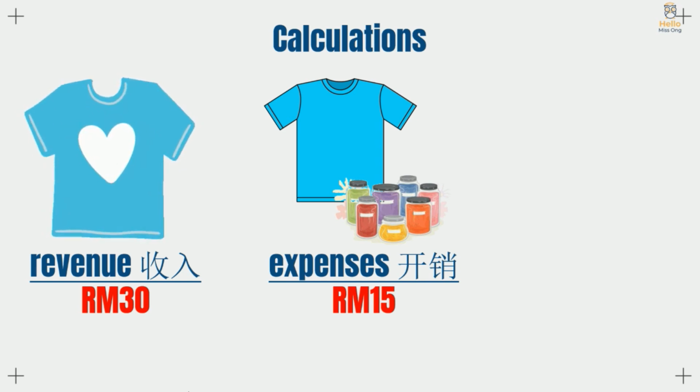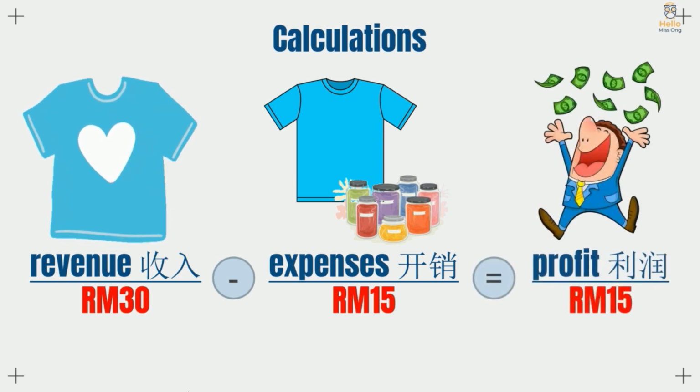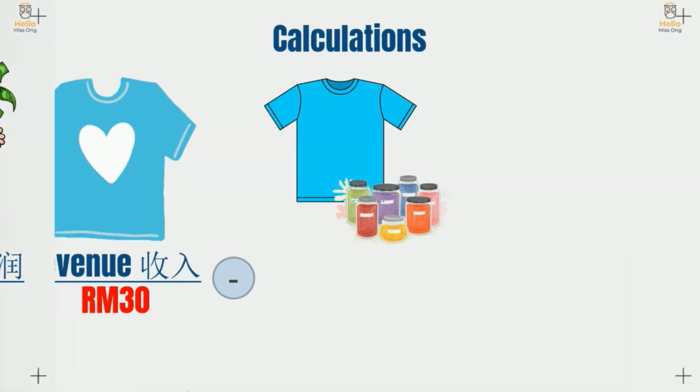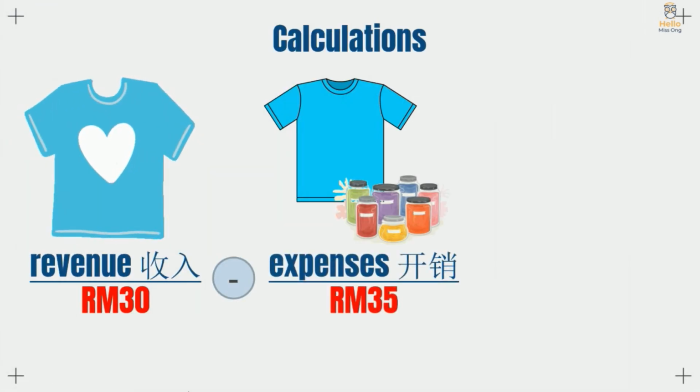In order to know whether I have earned money or lost money, I have to use my revenue to minus my expenses. So here, 30 ringgit minus 15 ringgit equals 15 ringgit. So 15 ringgit is my profit. I have earned a total of 15 ringgit. Yes! Now, what would happen if my expenses are higher, such as 35 ringgit? What will be the result?